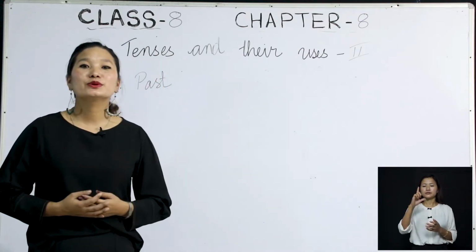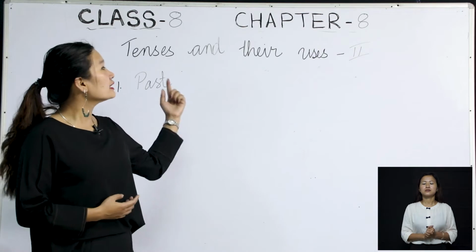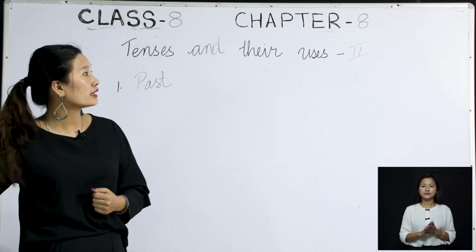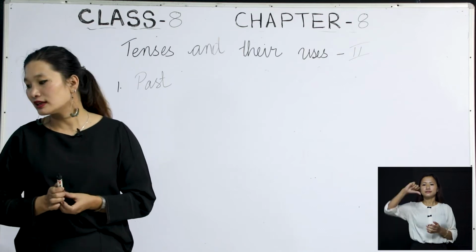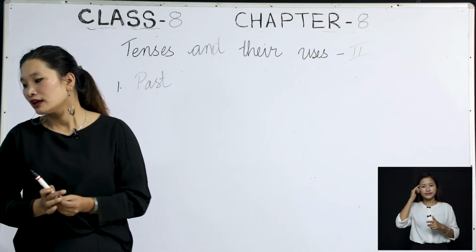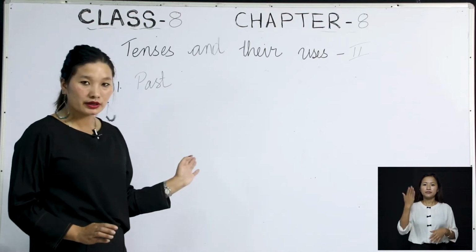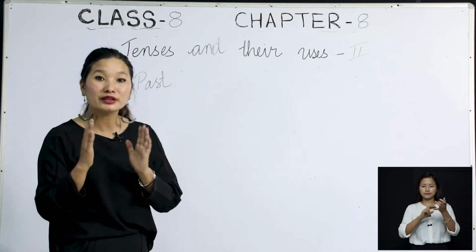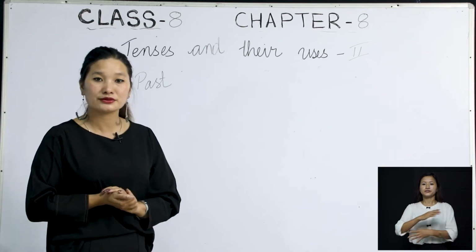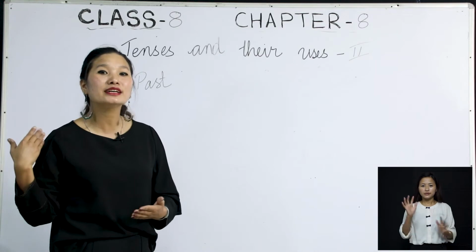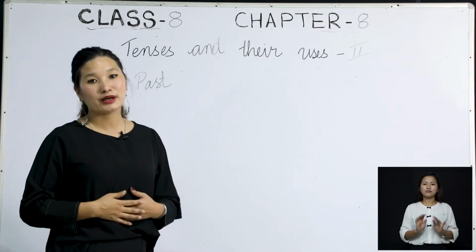In the previous class we discussed tenses and their uses, part 1, and today we have lesson number 9, Chapter 9, tenses and their uses, part 2. We are going to discuss the past tense today. You remember the meaning of past tense, I've told you, right? That means to discuss an action that happened in the past. That is called the past tense.